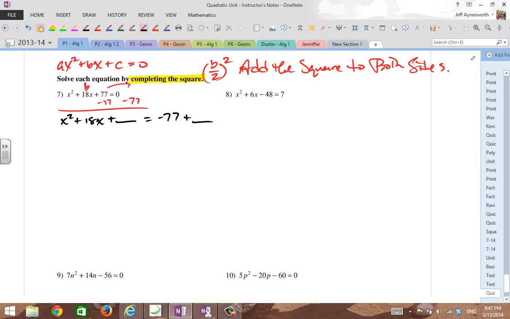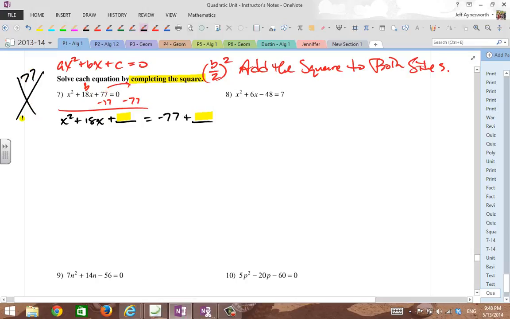We have to add a constant, it's called a square, to both sides so that it becomes factorable. Because the initial equation is not factorable. I don't know about you, but I don't know two numbers that multiply to 77 and add to 18. Factors of 77 are 7 and 11. Ooh, it is factorable. But you know what though? We're not going to solve it by factoring. So don't do that. Completing the square technique works even when it's factorable. It solves everything, believe it or not.